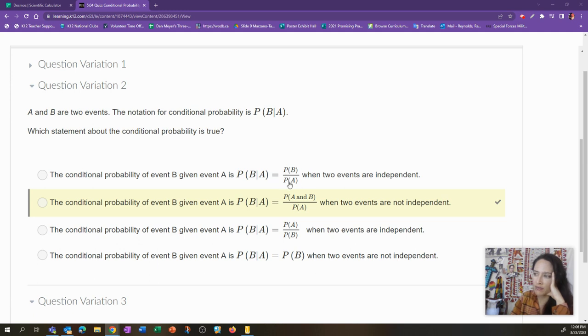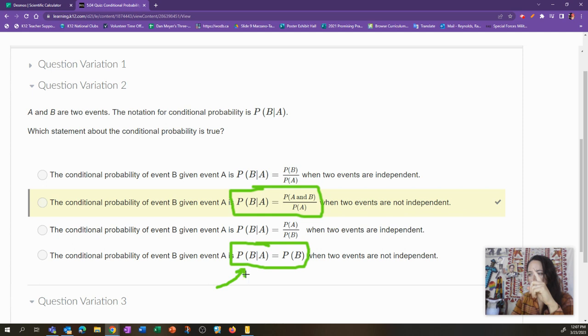Does that make sense? The probability of B divided by the probability of A. So the conditional probability of B, this doesn't make any sense. This doesn't make any sense. These two we have talked about. One has to do with an independent event, and one has to do with one that's not independent. So we need that correct. Let's take a look at why this one is right. The conditional probability of event B given event A is the probability of B given A. This is an accurate formula.